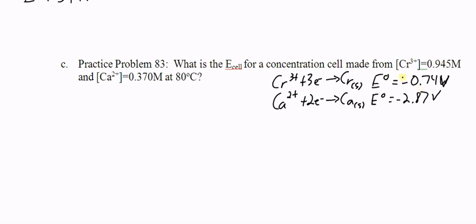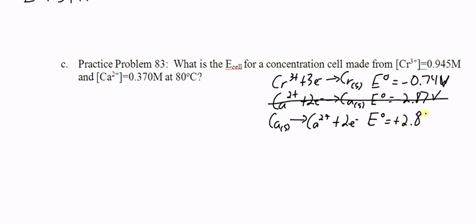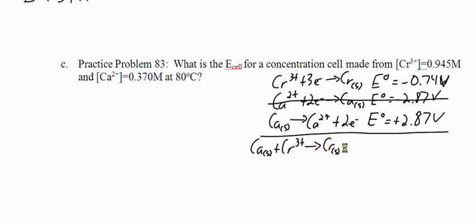So once again, we want to flip the half reaction. That's going to be more negative, and it looks like that's going to be our calcium half reaction. So that goes away. We've got calcium solid goes to calcium 2 plus 2 electrons. Cell potential on that is now going to become a positive 2.87 volts. And so our balanced equation looks an awful lot like calcium solid plus Cr3 plus yields chromium solid plus Ca2 plus. But I'm sure you're thinking the same thing that I am right now.